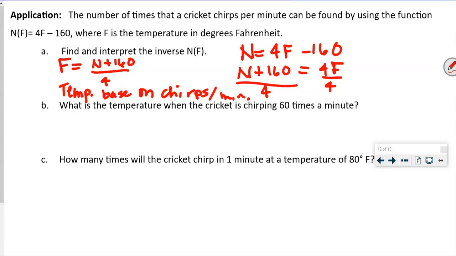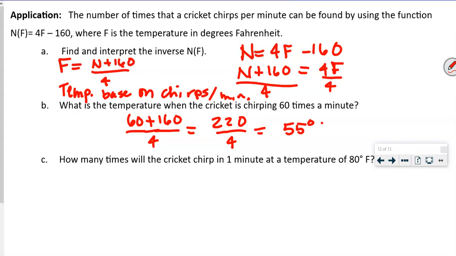So then it says, what is the temperature when the cricket is chirping 60 times a minute? So we want to find the temperature, right? So that's our Fahrenheit, okay? So we're going to use the formula we just created, right? So we're going to go 60 plus 160 divided by 4. So that's going to be 220 divided by 4. So that's actually 55. So that means the temperature is 55 degrees Fahrenheit when a cricket is chirping 60 times a minute.